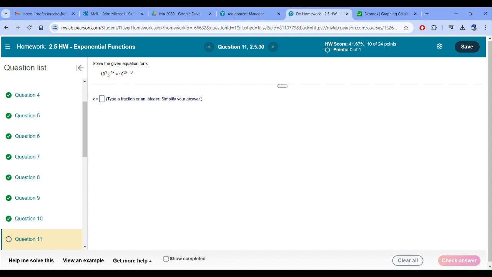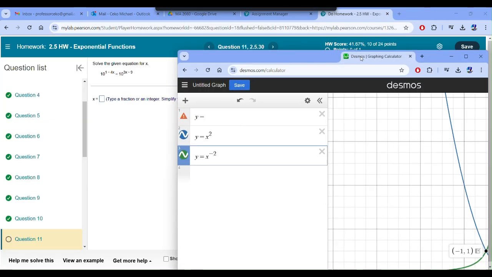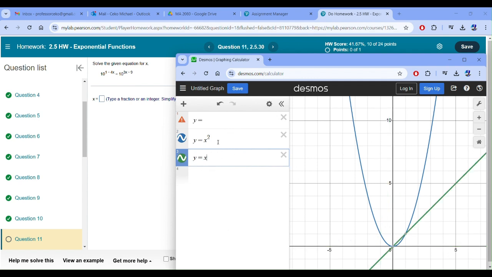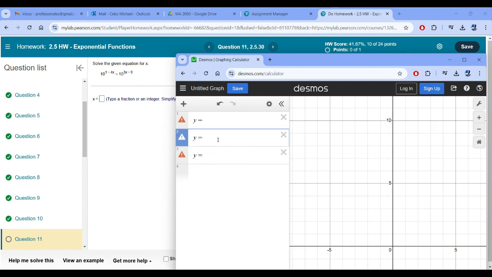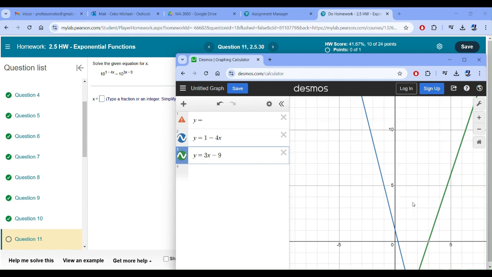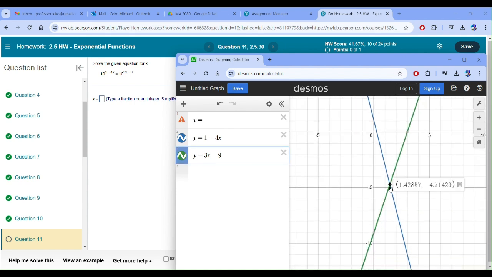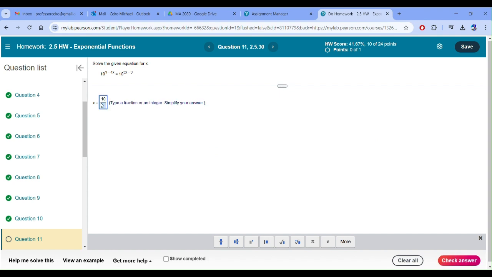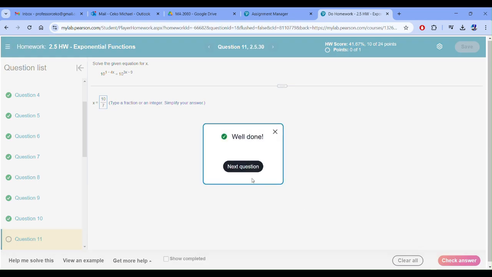Okay, so for here, what I'm going to do is say 1 minus 4x is equal to 3x minus 9, because since the bases are equal, the exponents are equal. So let me bring this over here, and set 1 minus 4x equal to 3x minus 9. Find the intersection rather quickly. It's a fraction. It's 10 over 7. X equals 10 over 7. Okay.